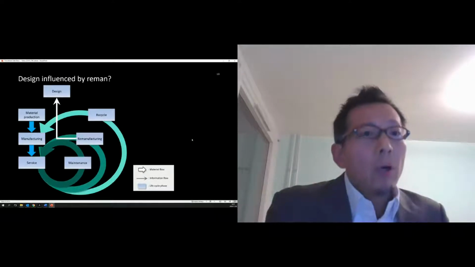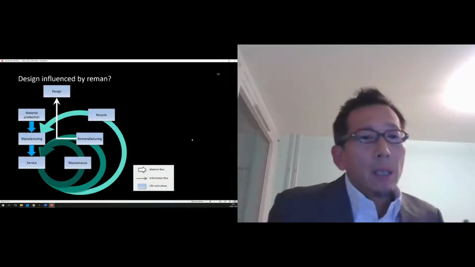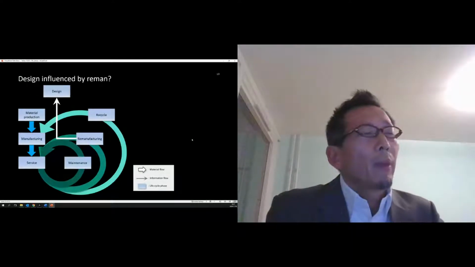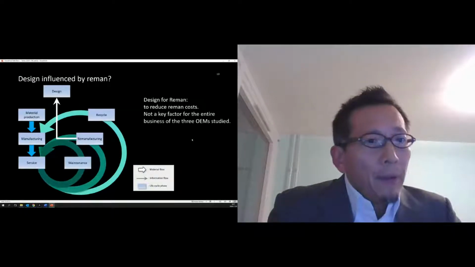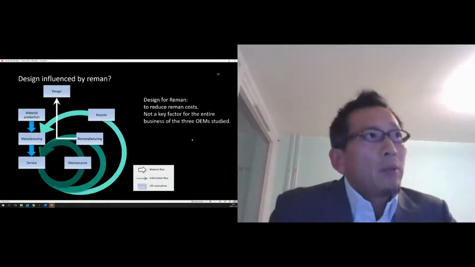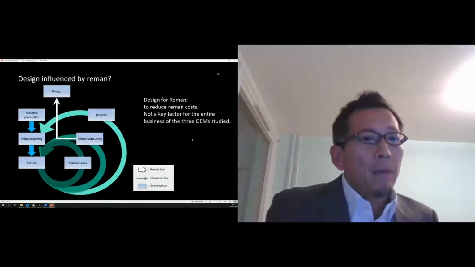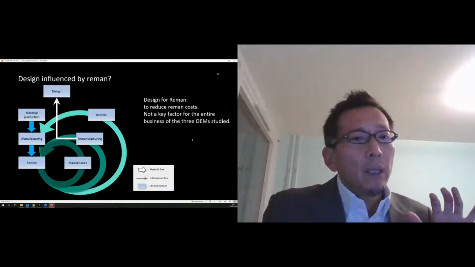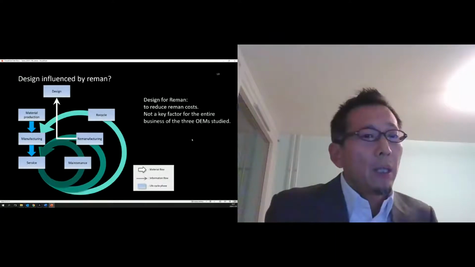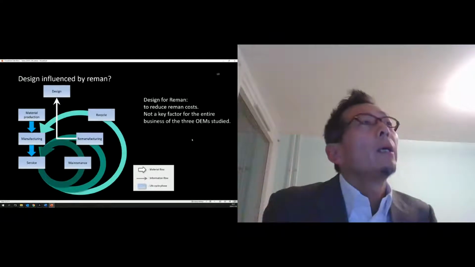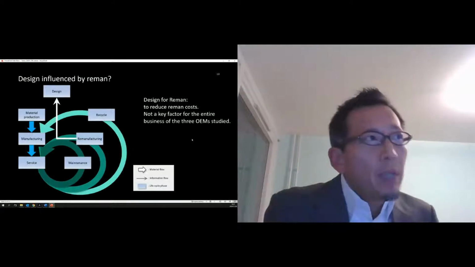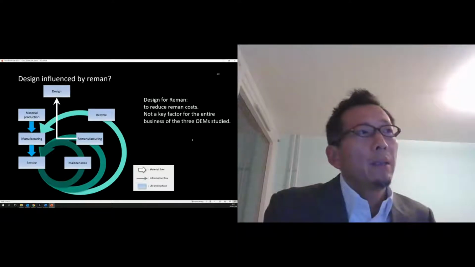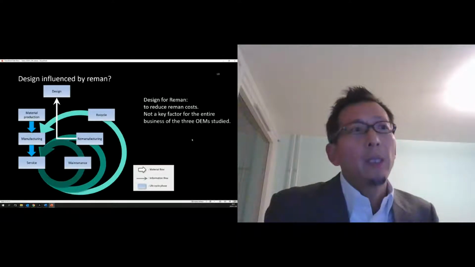But as you saw in one of the previous slides, there is very little feedback from Reman to design. Reman aims to reduce Reman costs in the same way as DFM and DF service, but as far as the 3 case study companies are studied, this cost for Reman is not really a key factor for the entire business of the 3 companies that we studied.